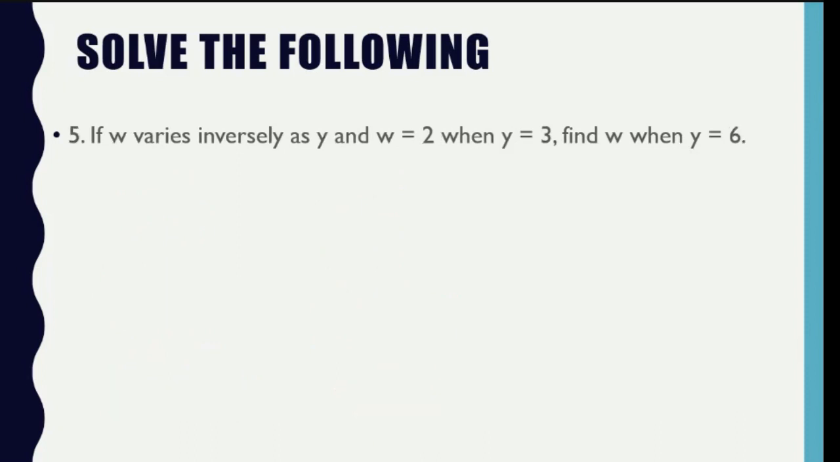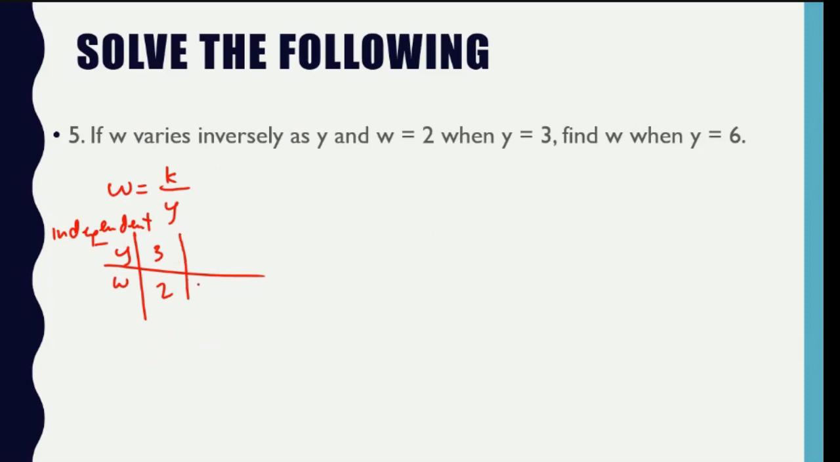If w varies inversely as y and w is equal to 2 when y is 3, find w when y is 6. Okay, so you will be having the values of the tentative equation. W is inversely proportional to y. So w is equal to k over y. So let's have the table of relation. You will have y and w. Y is 3, w is 2. So when you are making a table of relation, the one on top is always the independent, and the one at the bottom is the dependent.